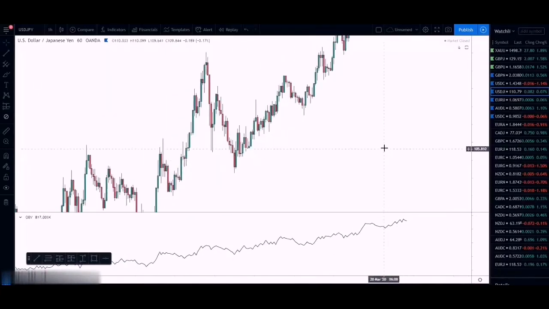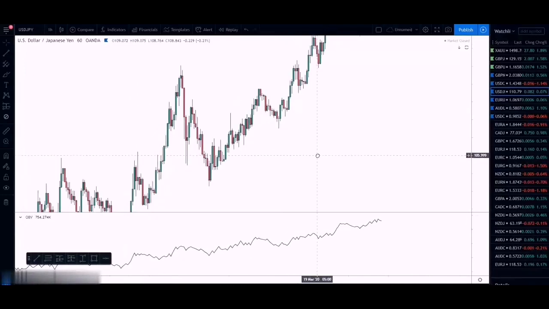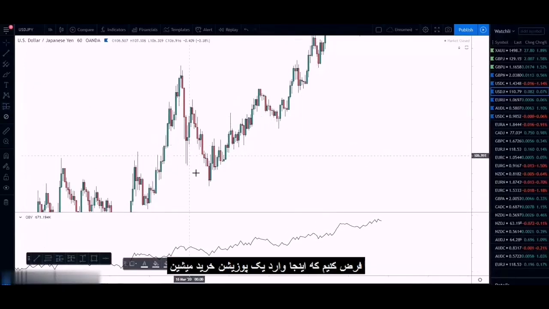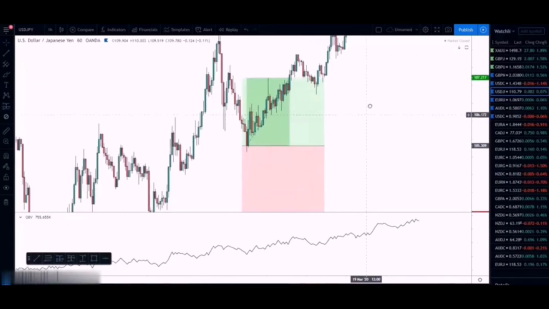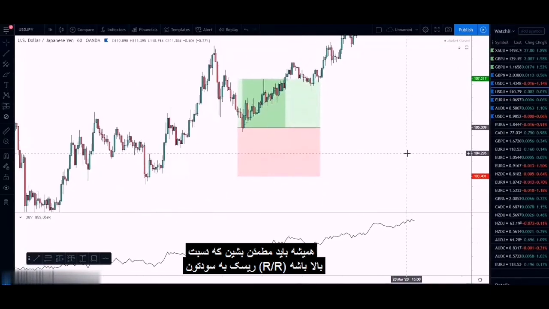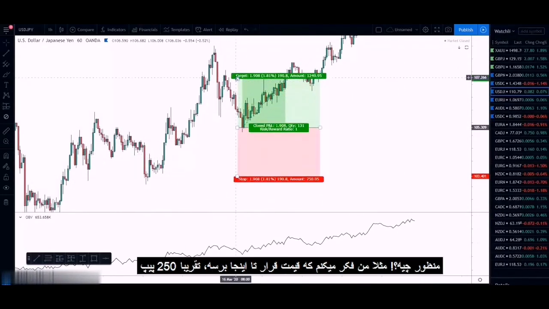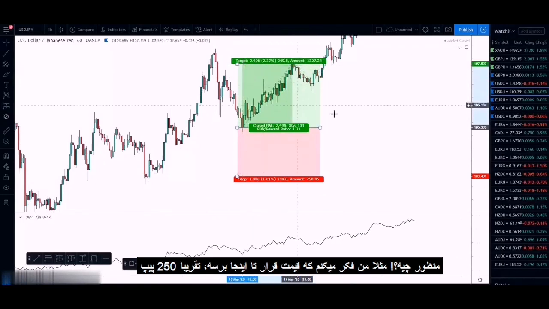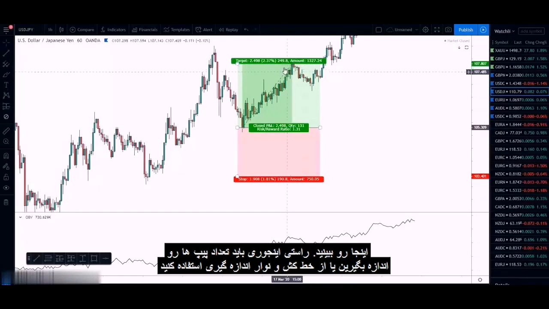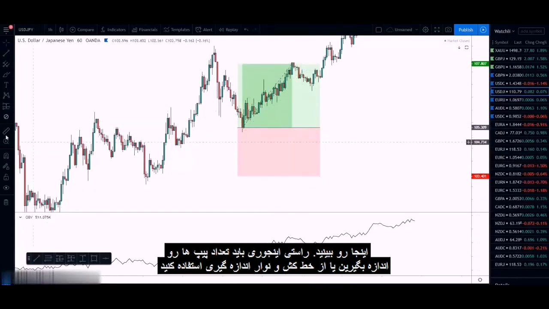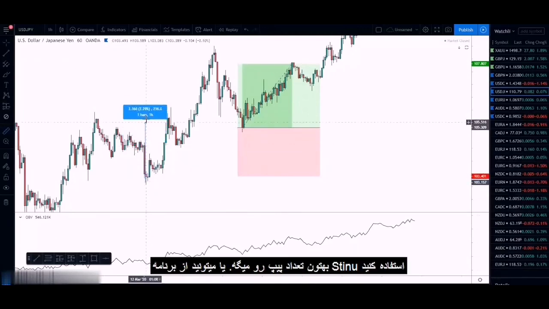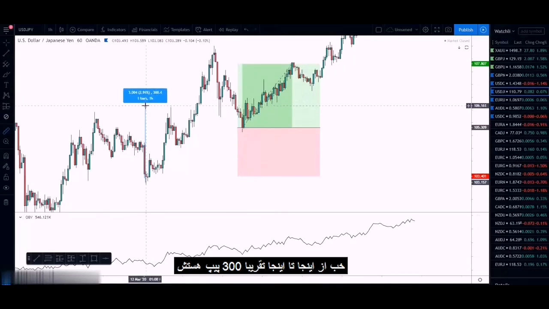But let's say you enter right here for a buy, okay? You want to always make sure your risk to reward ratio is very good. What does that mean? I think that price is going to come to this point, whatever. I have a 250 pip target. See right here, this is how you're going to measure your pips, by the way, guys. You use these, or you could even use this measuring tape or this ruler, and this is going to tell you how many pips. Use this with the Stinu app, you'll be good, okay? So from here to here is almost 300 pips, right?